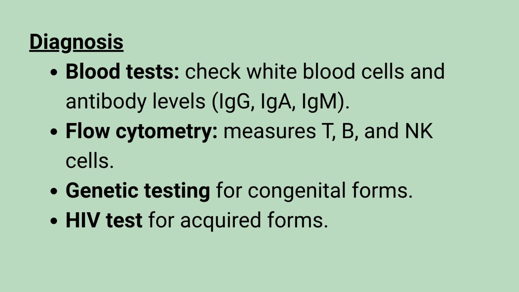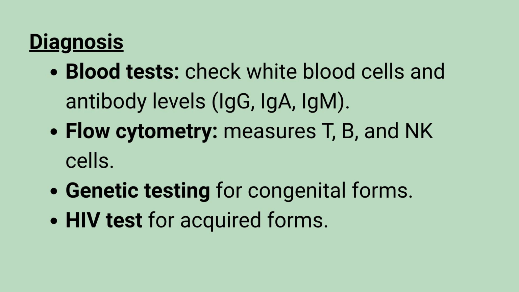Flow cytometry is a special test that measures different types of immune cells in the blood. It identifies and counts T cells, B cells, and natural killer cells. For example, a low T cell count indicates DiGeorge syndrome and a low B cell count indicates Bruton's disease.